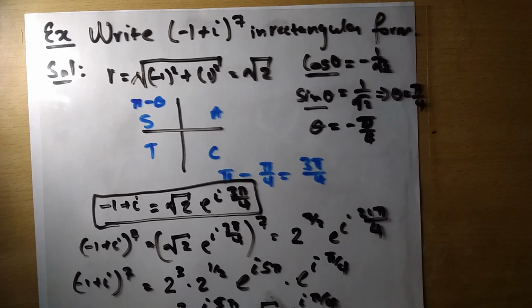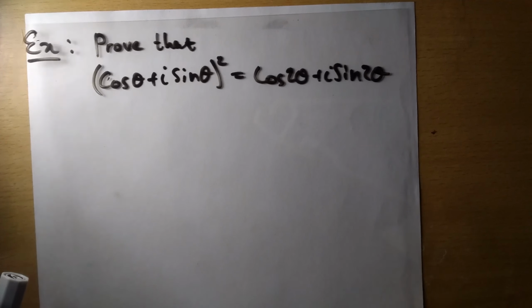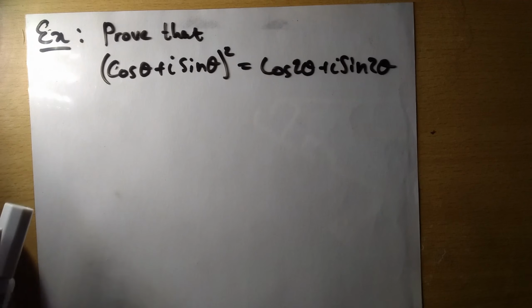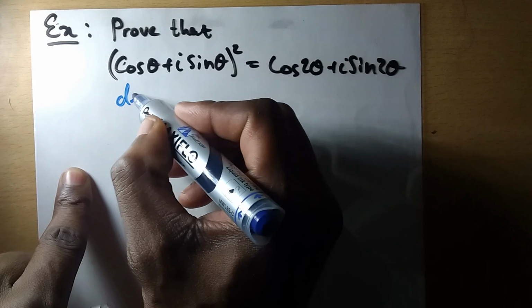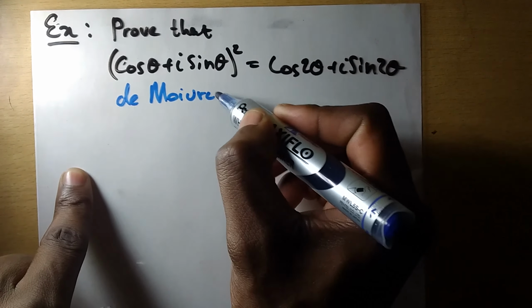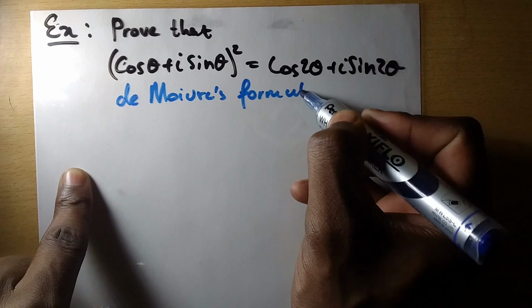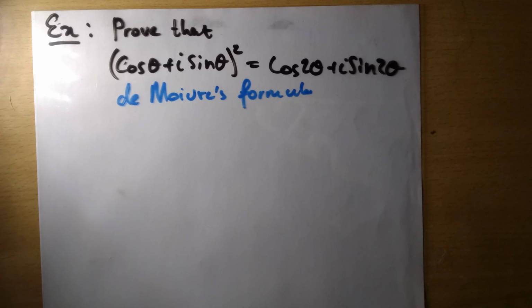If you don't understand, guys, please do comment below and I will reply. Definitely I will reply. Let us look at an example which most of our textbooks like. This textbook I'm using likes this question very much. They say we have to prove that this is true. This whole idea comes from the guy called De Moivre. This is what we call De Moivre's formula. Now we need to prove that this is equal to that.